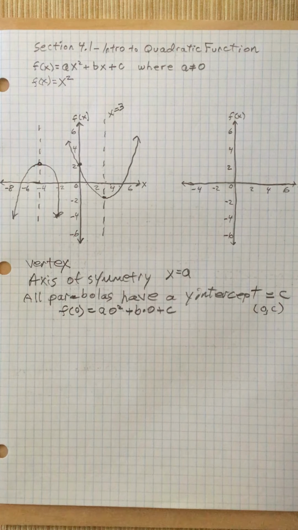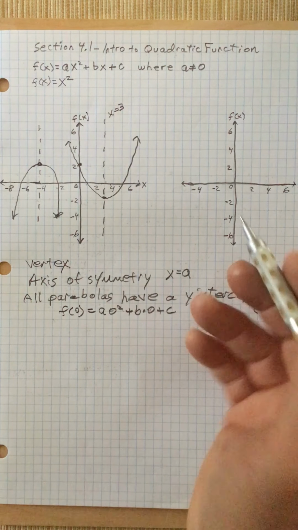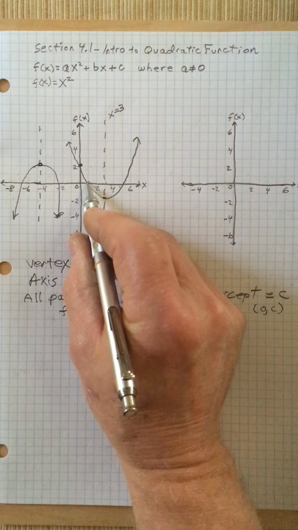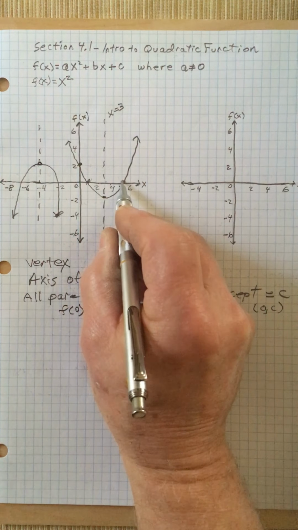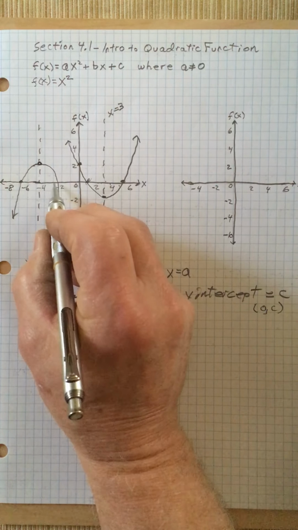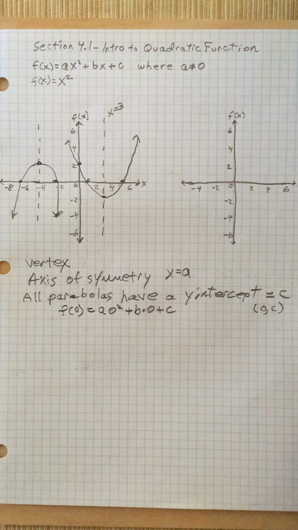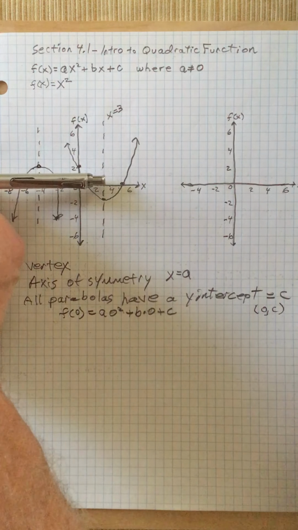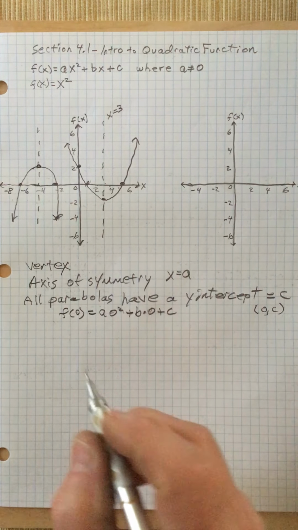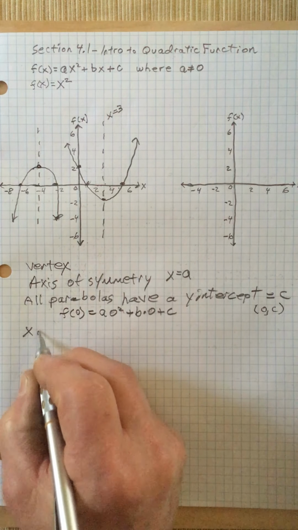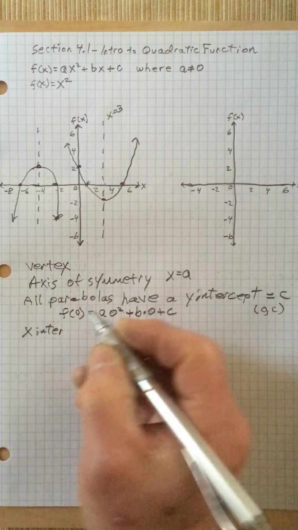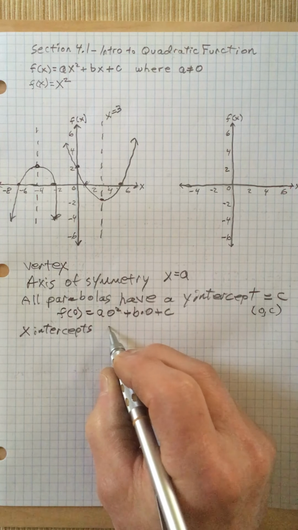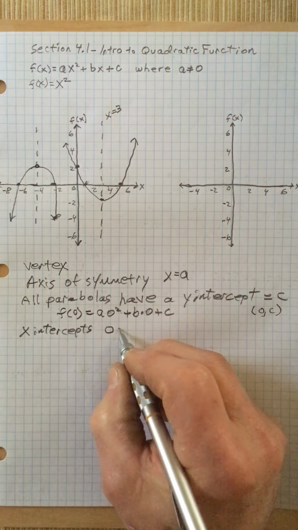Okay, what about x-intercepts? Well, when the parabola crosses the x-axis, those are x-intercepts right there. So I got a couple of them here on each parabola. And again, notice what happens here. When we're on the x-axis, y is 0. So to find the x-intercepts, all we need to do is let f of x equal 0.